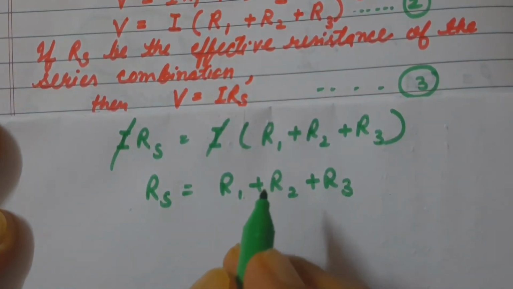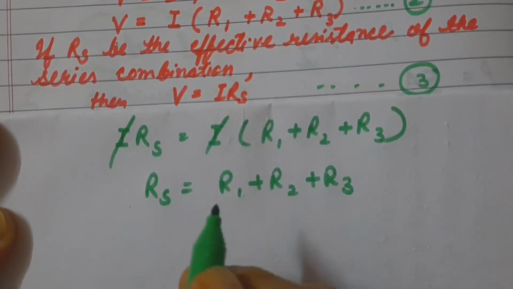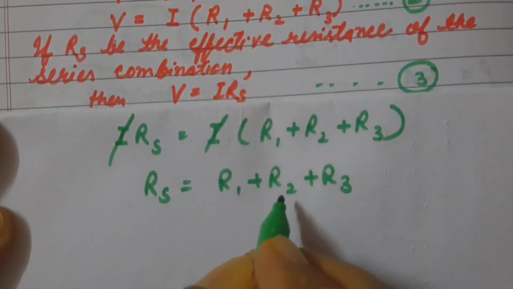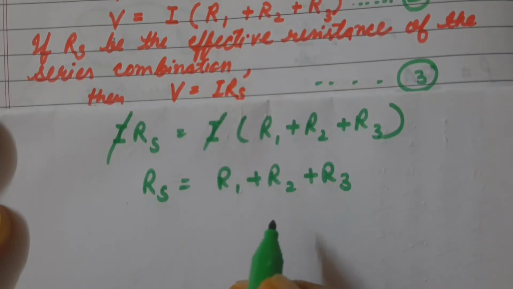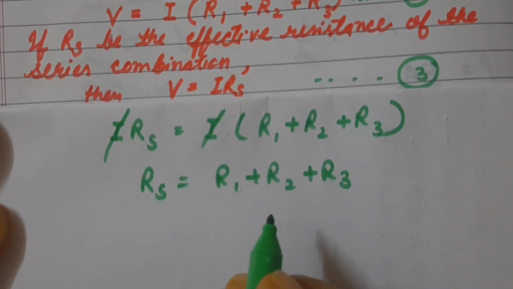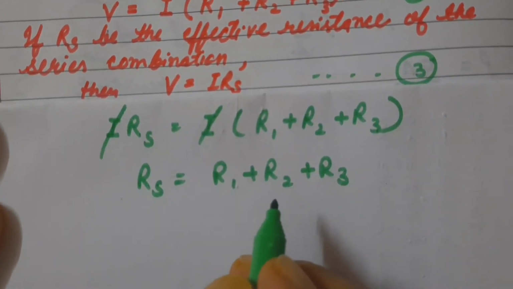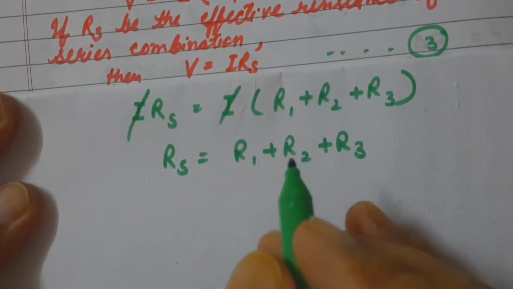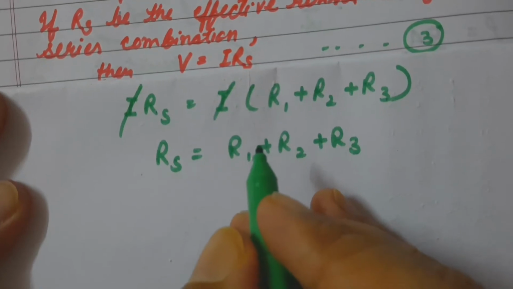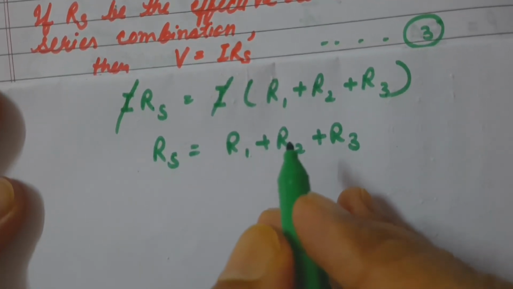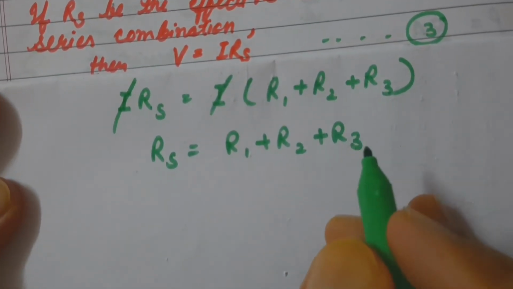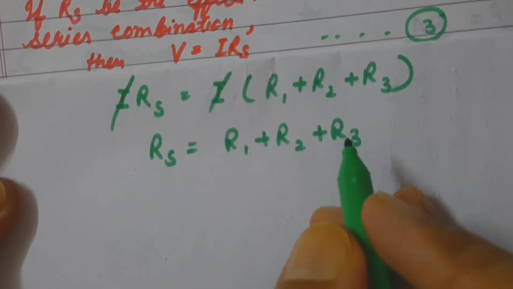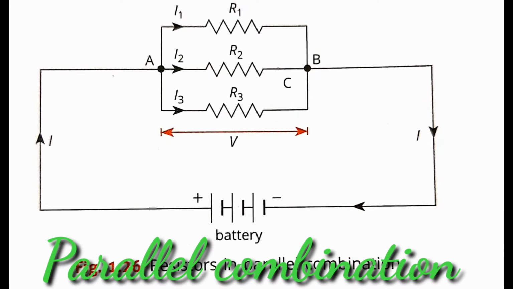When a number of resistors are connected in series, the total resistance is equal to the sum of the individual resistances. Thus, total resistance of the series circuit is more than the maximum resistance in the circuit. However, the main disadvantage of a series circuit is that if one device or resistor fails, the current in the whole circuit ceases to flow.